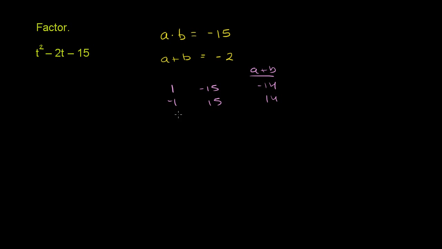So what happens if you take 3 and negative 5? Their product is definitely negative 15. 3 plus negative 5 is negative 2. So that works. And if we tried negative 3 and 5 first, we would have gotten positive 2. We just have to swap the signs, and we would have gotten negative 2. So these work. 3 and negative 5 work. 3 times negative 5 is negative 15. 3 plus negative 5 is negative 2.